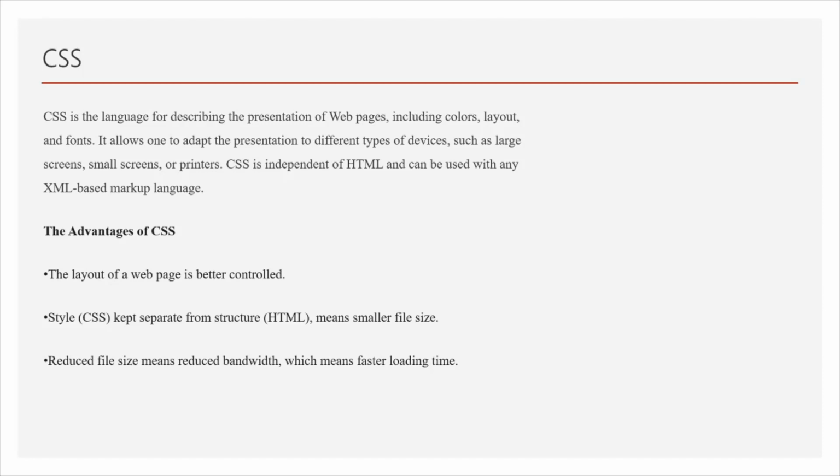The CSS. CSS is the language for describing the presentation of web pages, which includes the colors, layout, and the fonts. CSS allows one to adapt the presentation to different types of devices, such as large screens and small screens or printers. CSS is independent of HTML and can be used with any XML-based markup language. Basically, CSS is used for the styling of any web application.